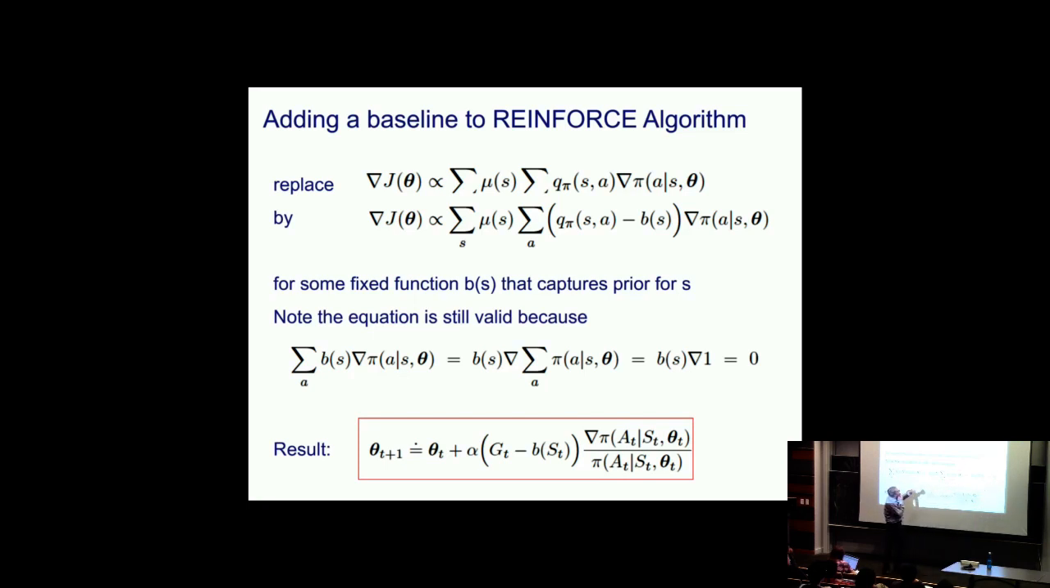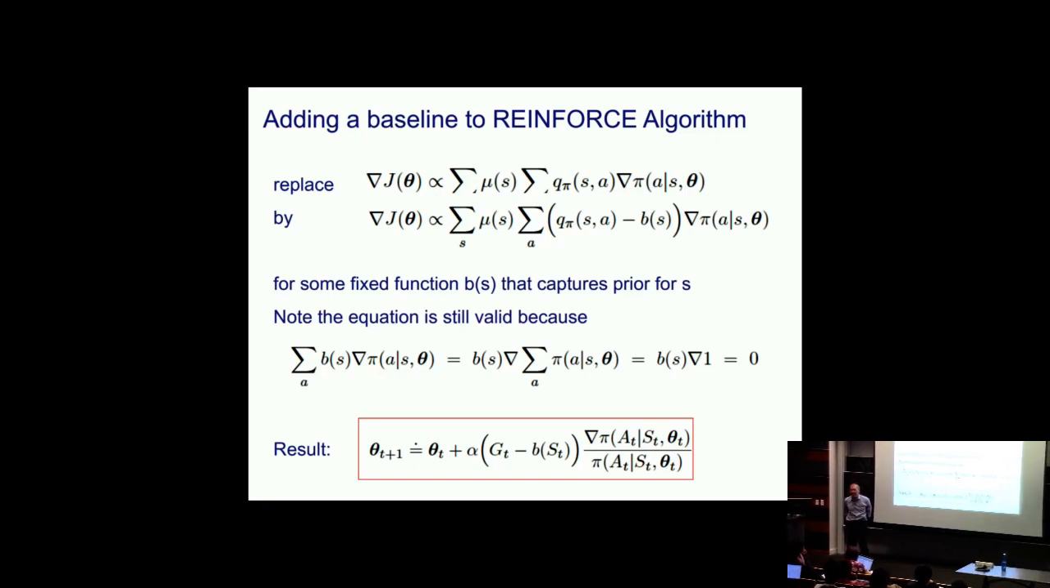So you see, I can add any constant offset, in this case b of s, that doesn't depend on theta, and my gradient update rule will be unchanged.